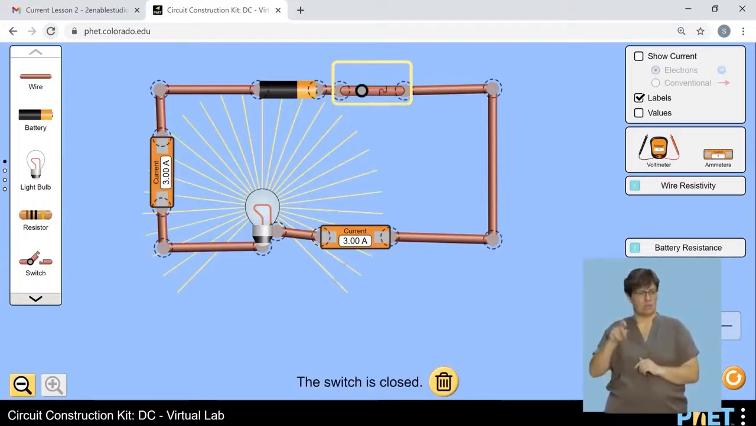Now the point that we're trying to make is that the position or the connection of an ammeter in a circuit does not affect the total current in the circuit, which is why we say an ammeter is actually a low resistance device, right?